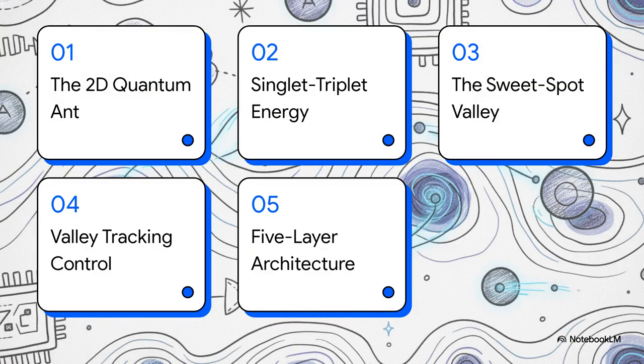So here's our roadmap for this explainer. We'll start with that 2D quantum ant metaphor, map out the singlet-triplet energy landscapes, explore the sweet spot valley, look at the valley tracking control model, and finally wrap it all up with the 5-layer quantum architecture.